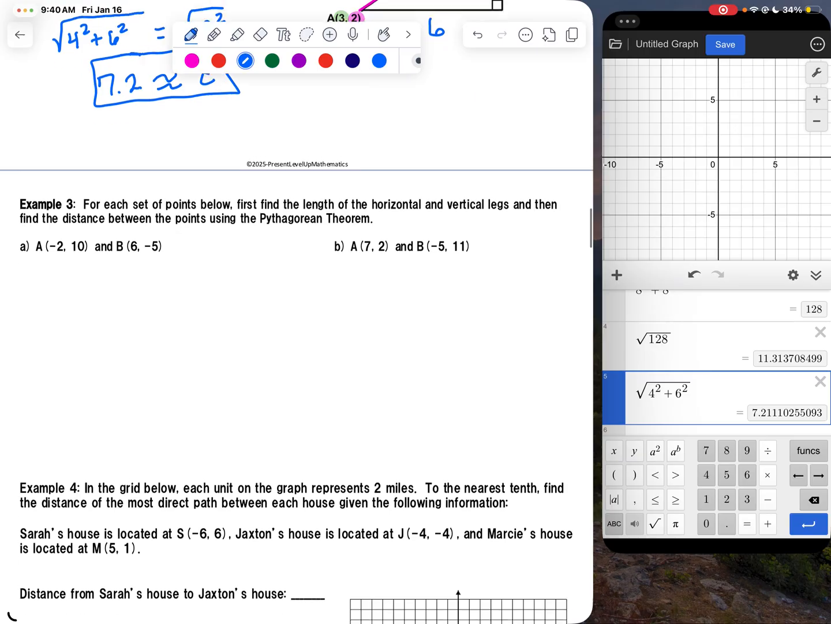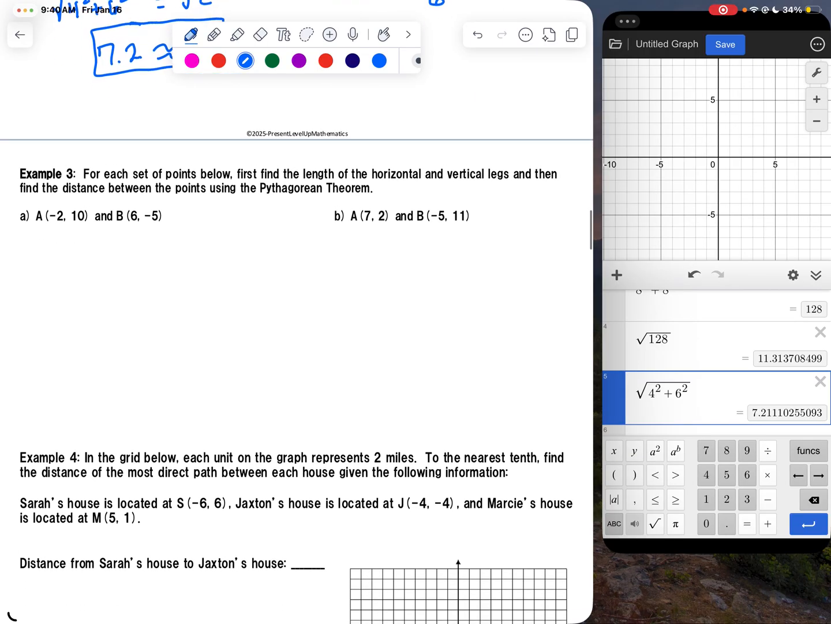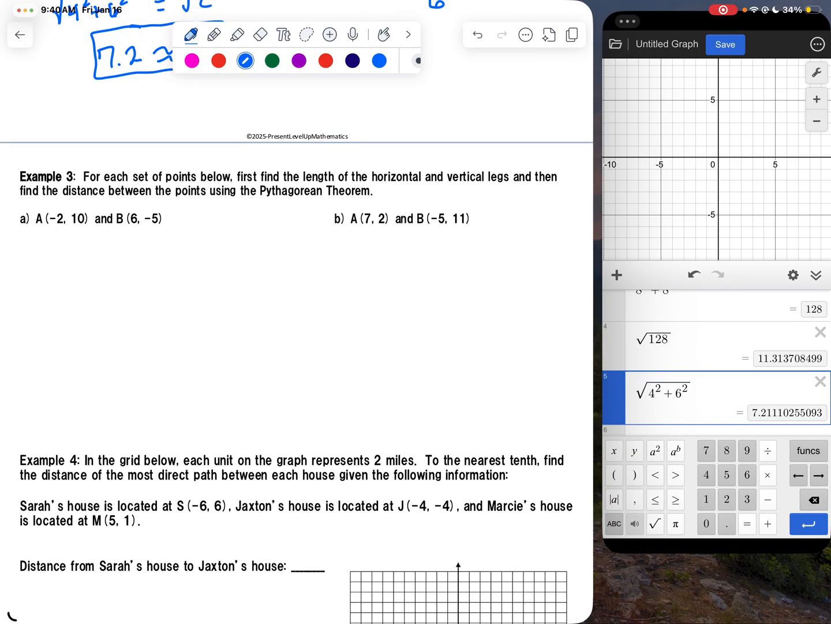All right, example 3. For each set of points below, find the length of the horizontal and vertical legs and then find the distance between the 2 points using the Pythagorean theorem. So in problem A, we have point A is at negative 2, 10. And point B is at 6, negative 5. So let me kind of sketch what's happening here.